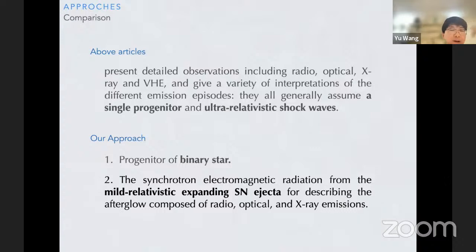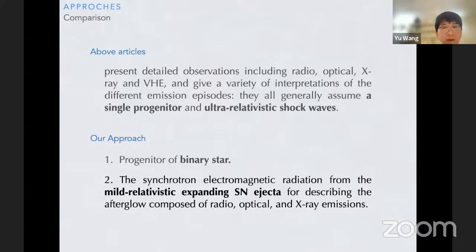So for our approach, we have a very different approach. We started by focusing on the nature of the binary project, and far from describing a single ultra-relativistic process, we emphasize the existence of a number of episodes with different emission processes. So we evidence first that for this GRB, the two prompt pulses are related to the progenitor of the binary components. Second, the synchrotron electromagnetic radiation is from the mildly relativistic expanding supernova ejecta.